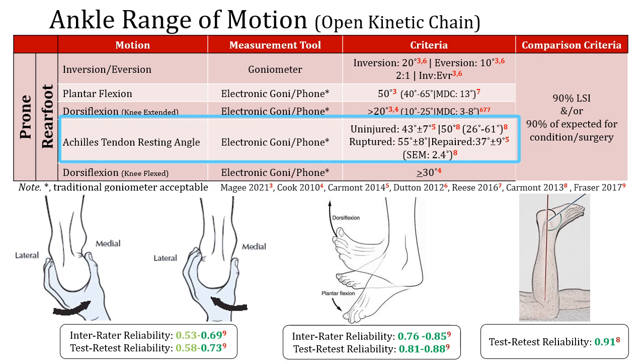So the larger angle here is going to be an indication that the ankle is going to be closer to a neutral position, because this is the angle in question that we're looking at. So when it says uninjured at 43, but then your ruptured is going to be at 55, they're going to be more dorsiflexed. And then with the repair, you can see that they're quite stiff immediately after repair, where they'll be closer to 37 plus or minus 9. And then with your dorsiflexion, knee flexed position, you're going to be looking at 30 degrees versus the 20 with their knee extended.